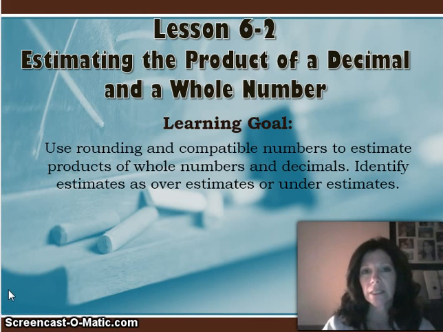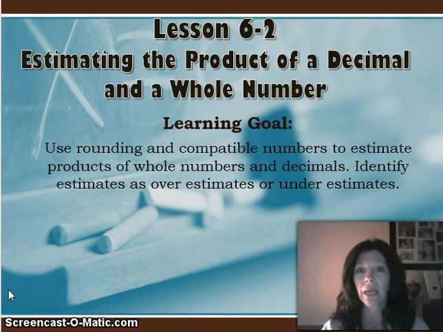Hi, 5th grade. This is lesson 6-2, estimating the product of a decimal and a whole number. Your learning goal for tonight is to use rounding and compatible numbers to estimate products of whole numbers and decimals, to identify estimates as overestimates or underestimates.